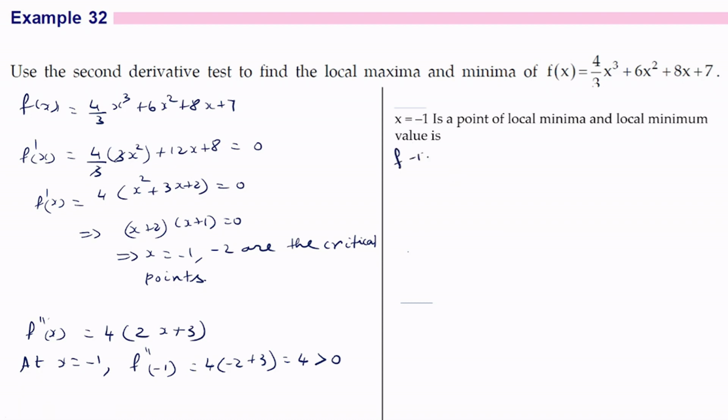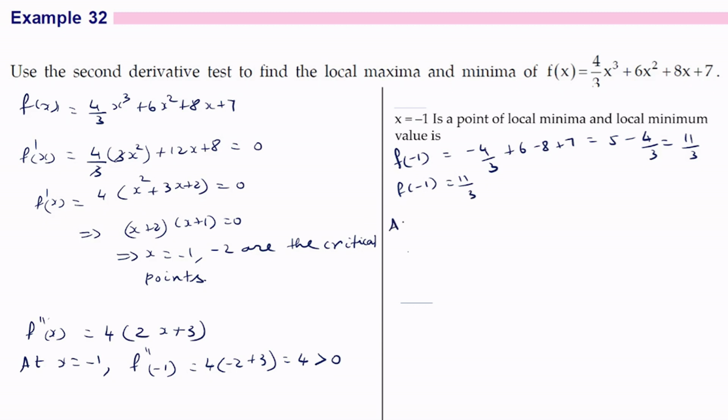The local minimum value is given by f of minus 1 equal to minus 4 by 3 plus 6 minus 8 plus 7. So this is 5 minus 4 by 3, which is 11 by 3. So f of minus 1 is 11 by 3.